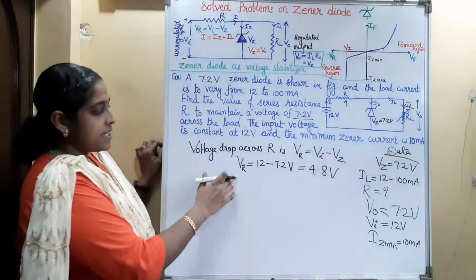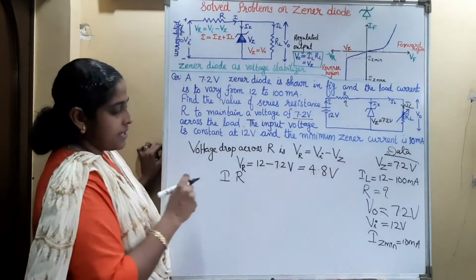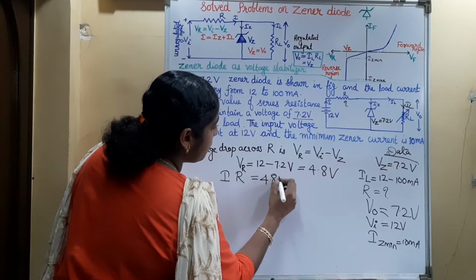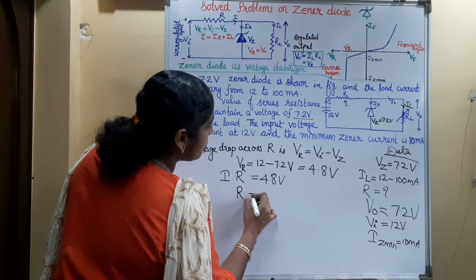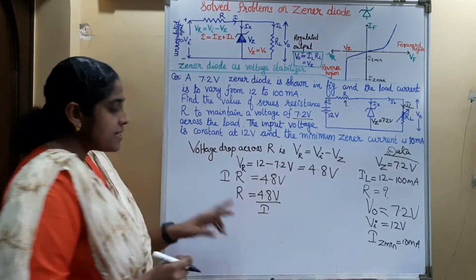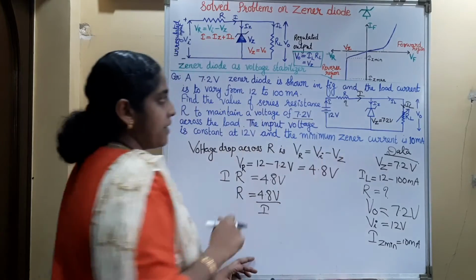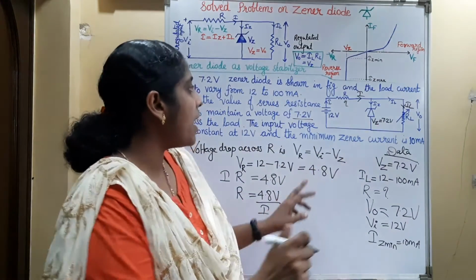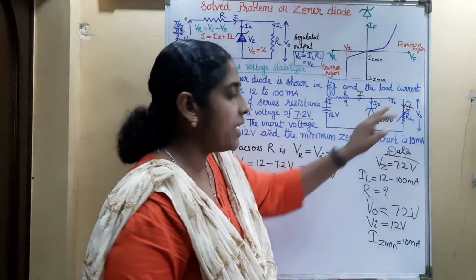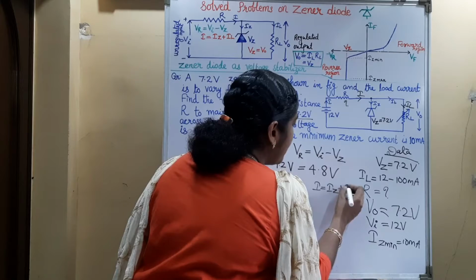Now this voltage drop we can write as the product of current and resistance, that is I into R, equal to 4.8 volt. So R is equal to 4.8 volt divided by the current. What is this current? The current I is the main current from this battery. So this I at this point is dividing into IZ and IL. So I is equal to IZ plus IL.